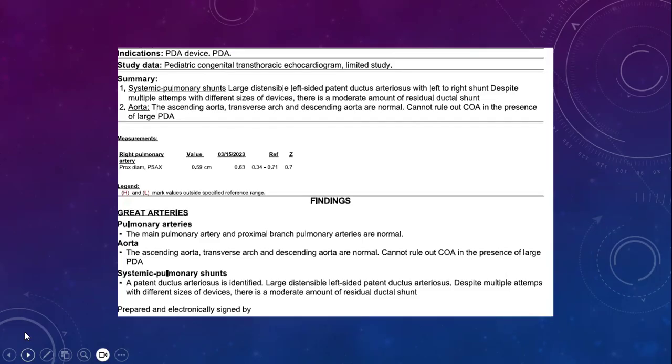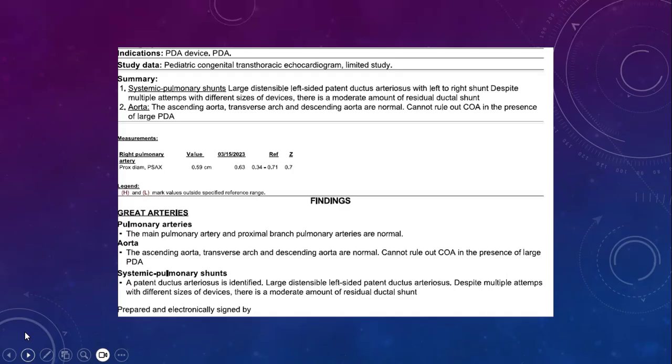So here is a really good example of a limited study. This is where they are looking at the PDA device. Now, for you all that might not be in congenital cardiac, PDA is a patent ductus arteriosus. So let's talk about a little backstory here. A PDA is open in the baby while they're in the womb. And typically, once the child is born, the PDA closes on its own.